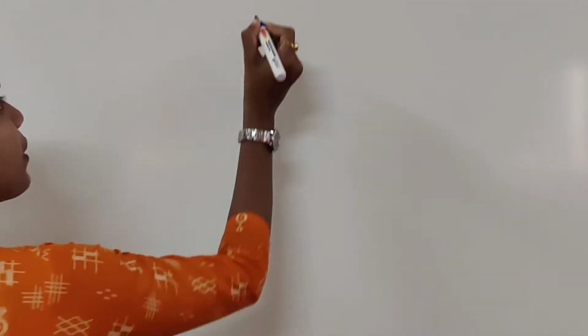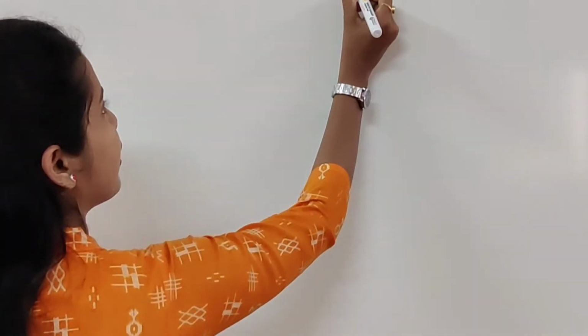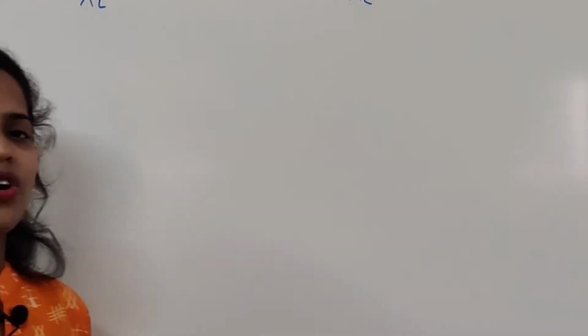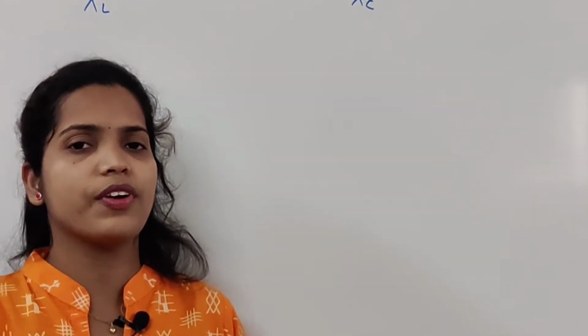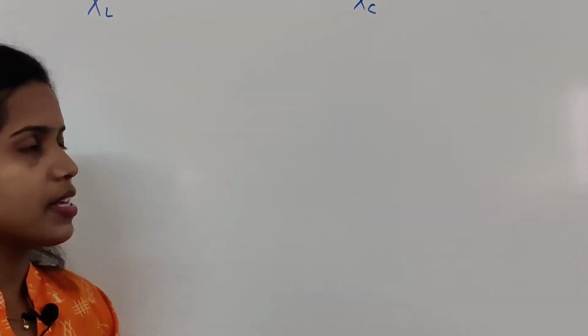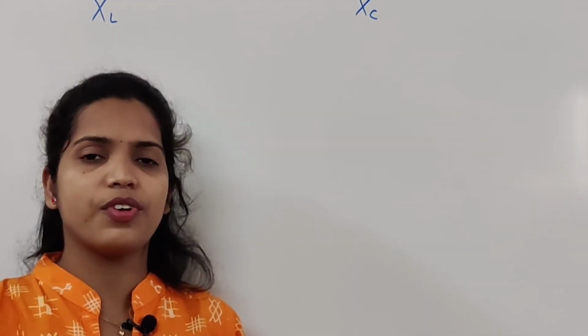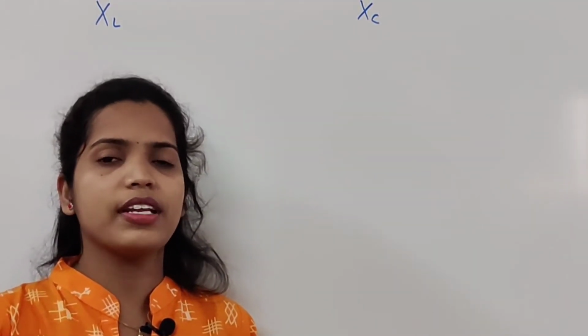So, what is meant by reactance and what is meant by impedance? There are two types of reactance. First is inductive reactance and second one is capacitive reactance. Inductive reactance is denoted by XL and capacitive reactance is denoted by Xc. Inductive reactance means opposition offered by an inductance to flow of an AC current, and capacitive reactance means opposition offered by a capacitor to flow of an AC current.